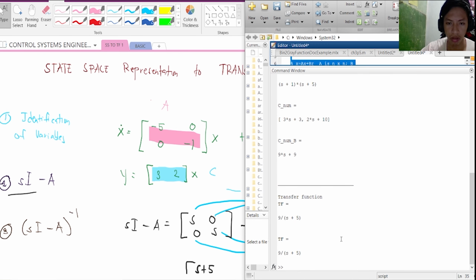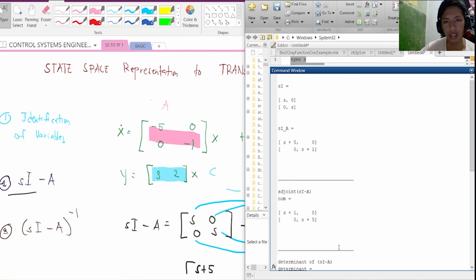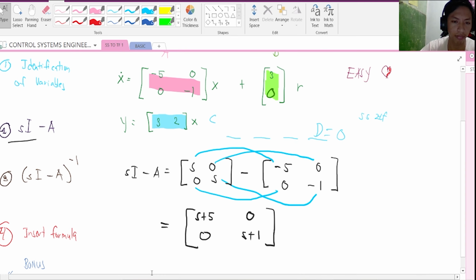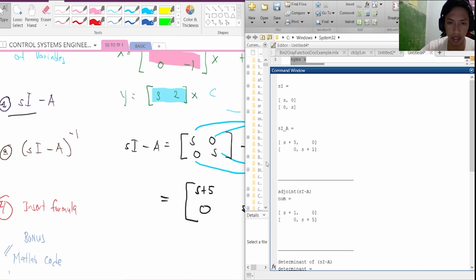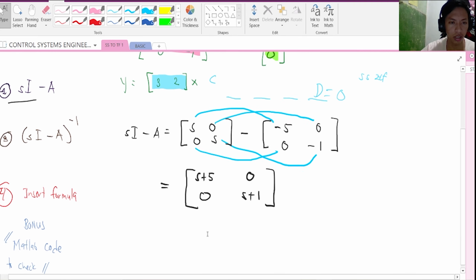okay, so now we're going to switch into this view. So this is our identity matrix, and then if you do what we did in step number 2, it would be this one. If you check it here, it's the same. S plus 5.